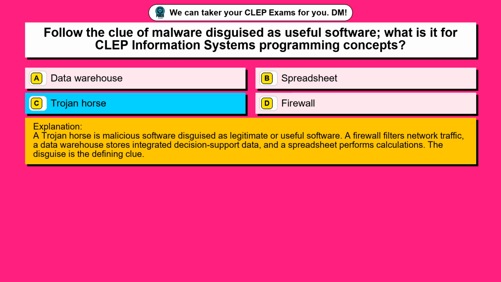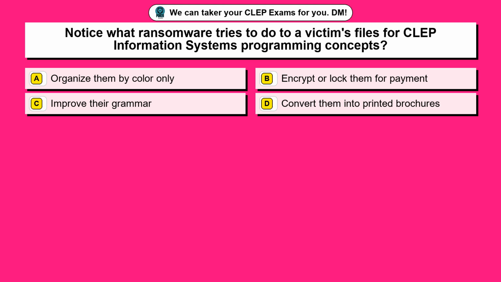A firewall filters network traffic, a data warehouse stores integrated decision support data, and a spreadsheet performs calculations. The disguise is the defining clue. Question 42. Notice what ransomware tries to do to a victim's files for CLEP Information Systems programming concepts.